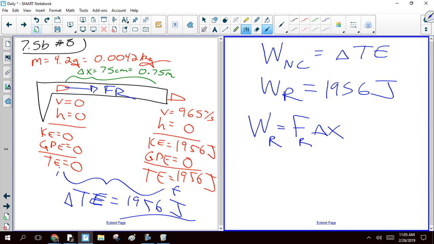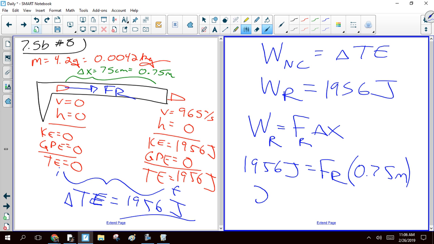So, the work done by the rifle is 1,956 joules. That's got to equal the force of the rifle times your displacement. So divide, and whatever that is is your answer. What is it, 26 what? 2607. 2607. All right, so let me pause there for a minute. Questions with it? All right.